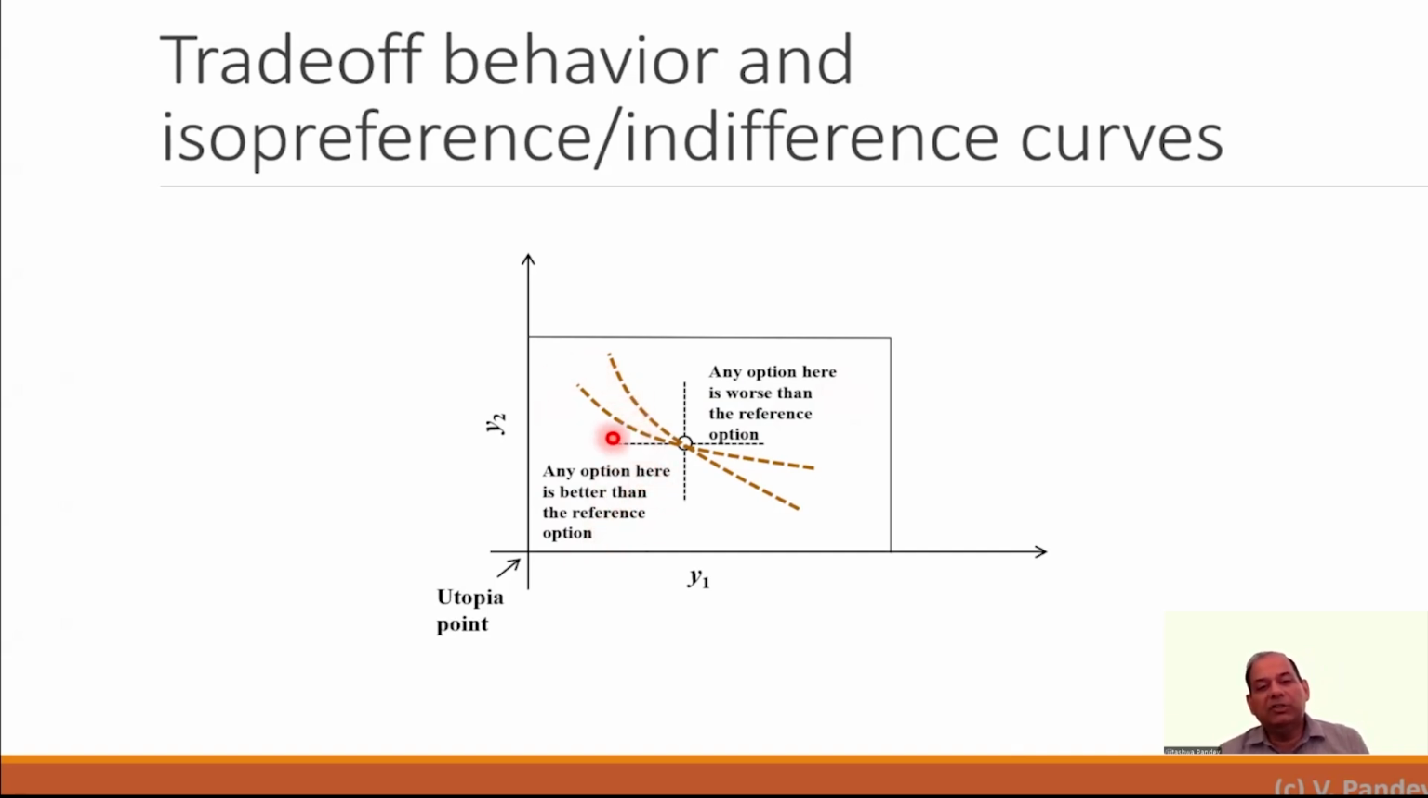The real challenge comes when, starting with this reference option, you have to compare something in this quadrant or this quadrant, because anything in this quadrant is improving one attribute but worsening the other. So the idea there is that now it depends on the decision maker's specific attitude towards a trade-off.